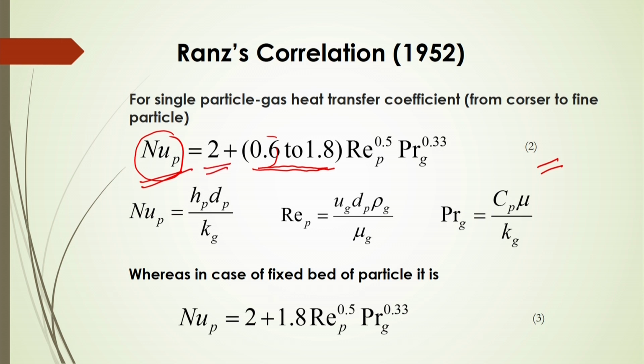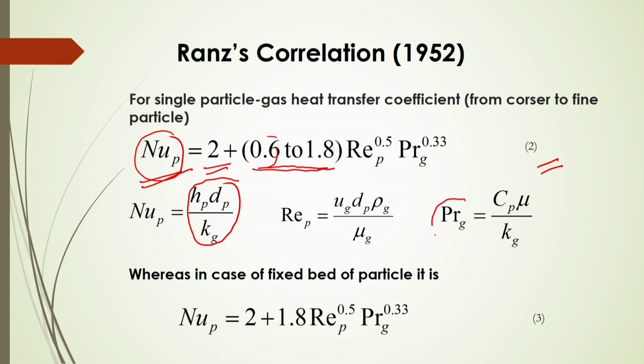The Nusselt number of the particle is defined as Hp dp by kg. Hp is the heat transfer coefficient of the single particle, dp is the particle diameter, and kg is the thermal conductivity of the gas in which medium these particles are suspended. Rep is the Reynolds number based on the particle diameter, defined as Ug dp rho g by mu g. Here dp is the particle diameter, rho g and Ug are the density and velocity of the gas, and mu g is the viscosity of the gas.